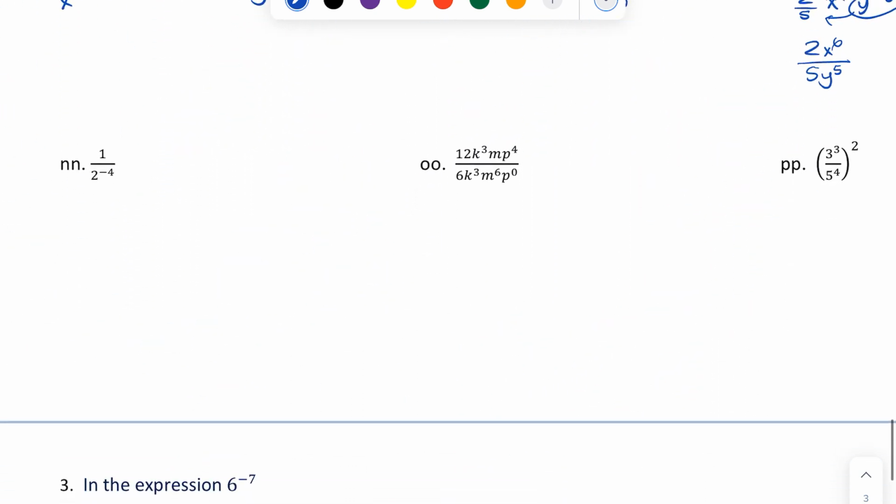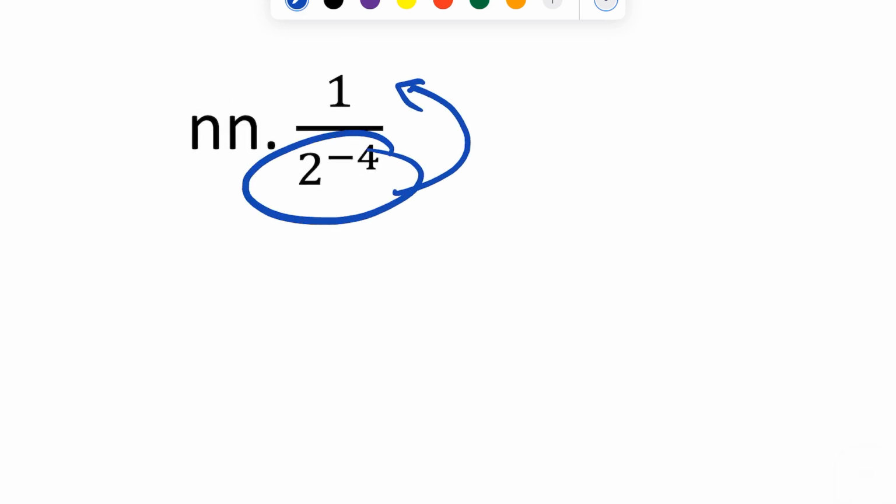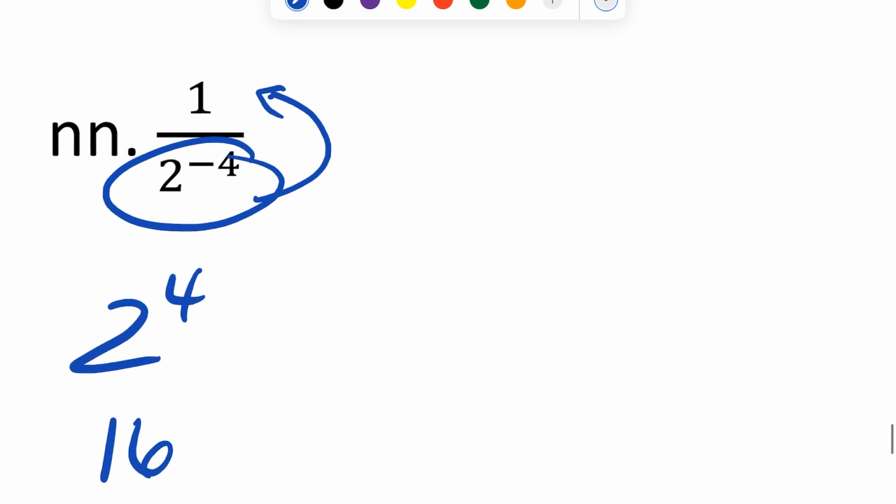Okay. On this one, negative exponent, move it to the numerator. Just move it and make it positive. So it was in the denominator, now we move it up to the numerator. So I get 2 to the 4th, and that's going to be 16.